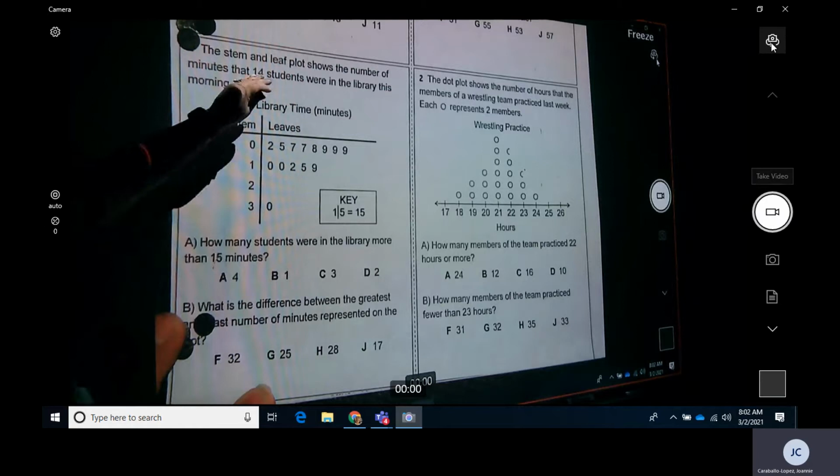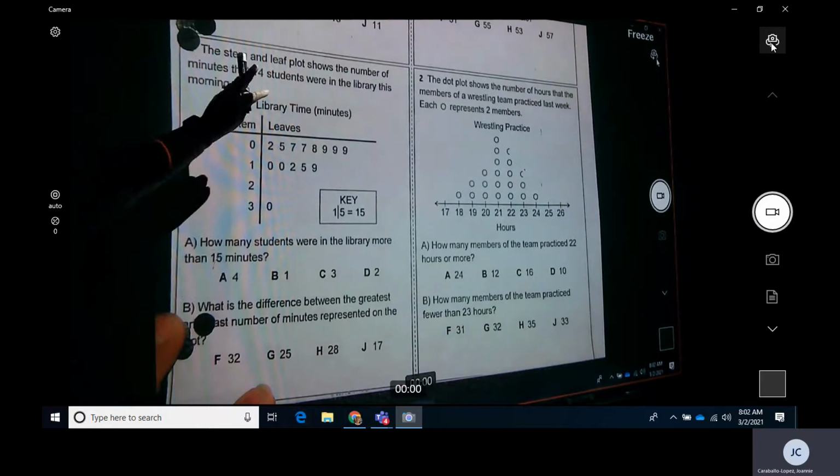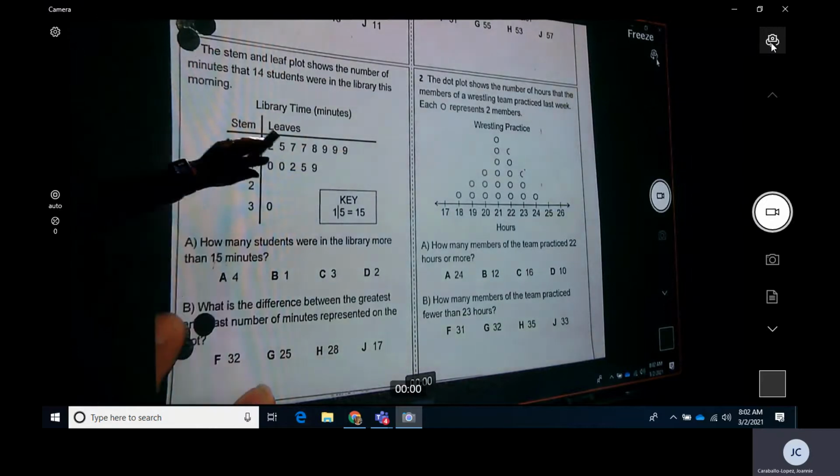So it says here, the stem and leaf plot shows the number of minutes that 14 students were in the library this morning. La tabla de tallo y hoja muestra el número de los minutos de 14 días en el cual los estudiantes fueron a la biblioteca. Okay? Give me 1 second. So go ahead and get started on that really quickly. Go ahead and work on it.